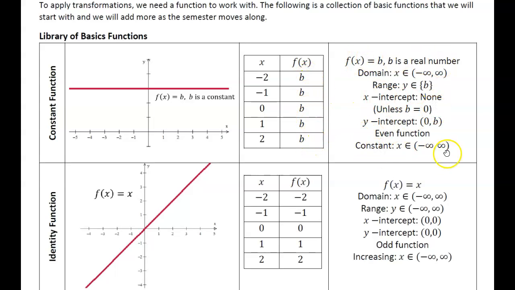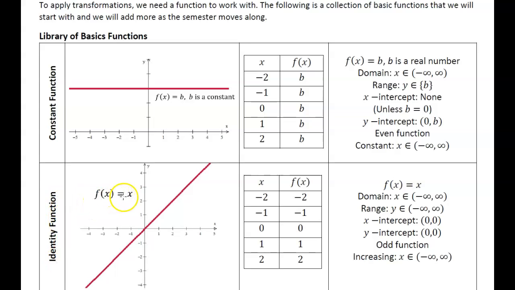And over here to the right are some of the properties of the function. So the domain and range, intercepts, whether we have an even, odd, or neither function, and where the function is increasing, decreasing, or constant. So the next basic function on the list is called the identity function.